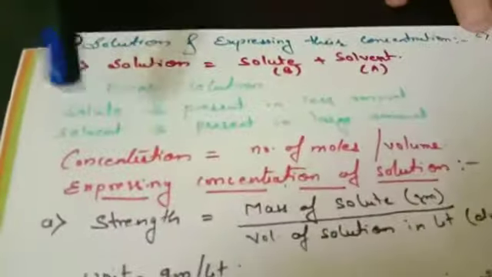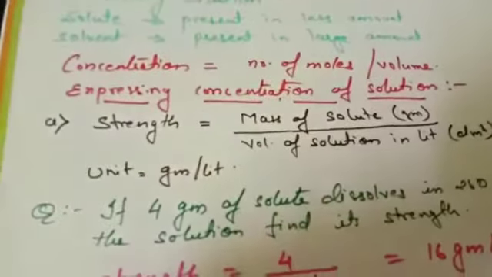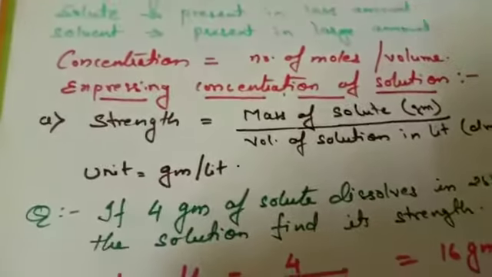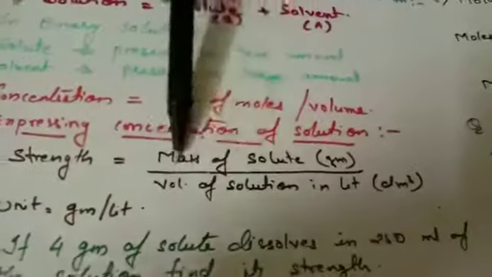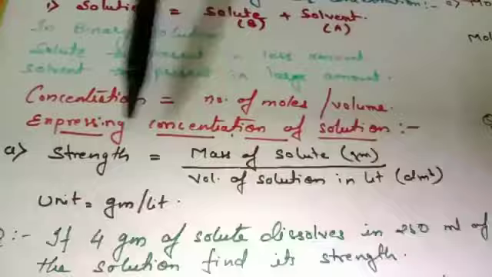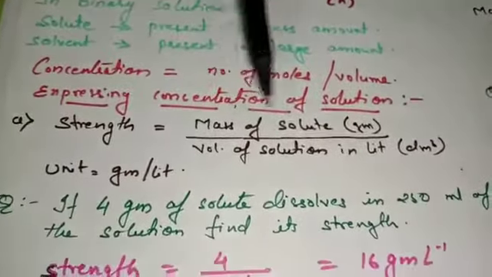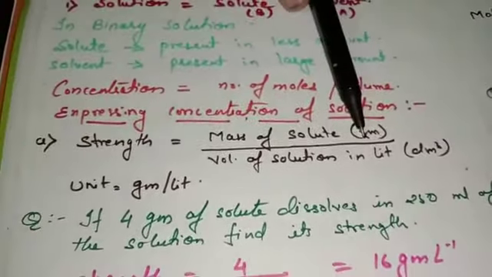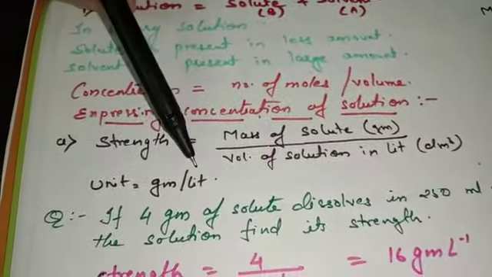The first is known as strength. So what is strength? Strength is equal to mass of solute upon volume of solution in liters, and its unit comes to be gram per liter.